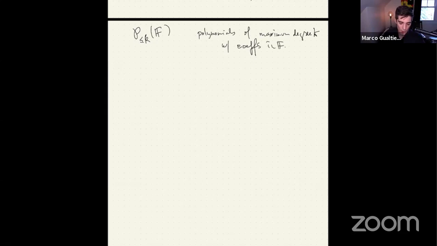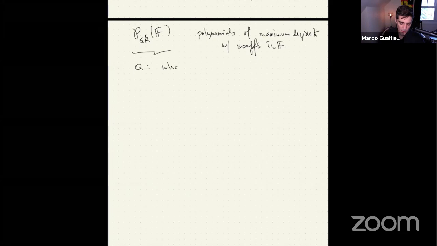But the one thing that you could try to show is what the dimension is. For example, if you had P, I forget what notation he uses, maybe it's like this. So these are polynomials of maximum degree k with coefficients in F, right? You could ask, what is the dimension of this?